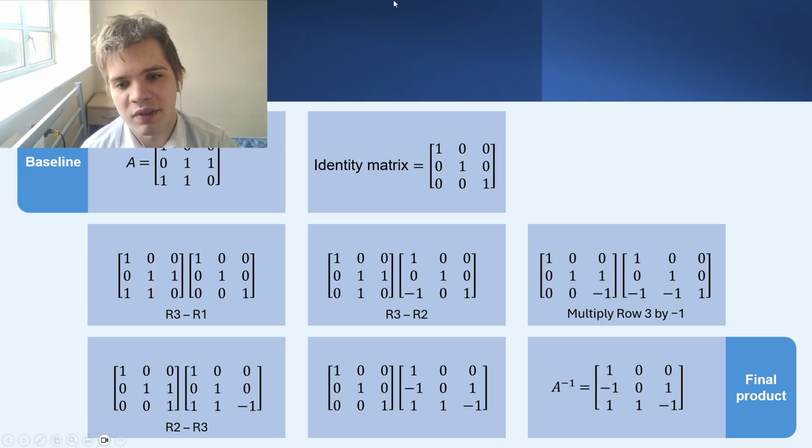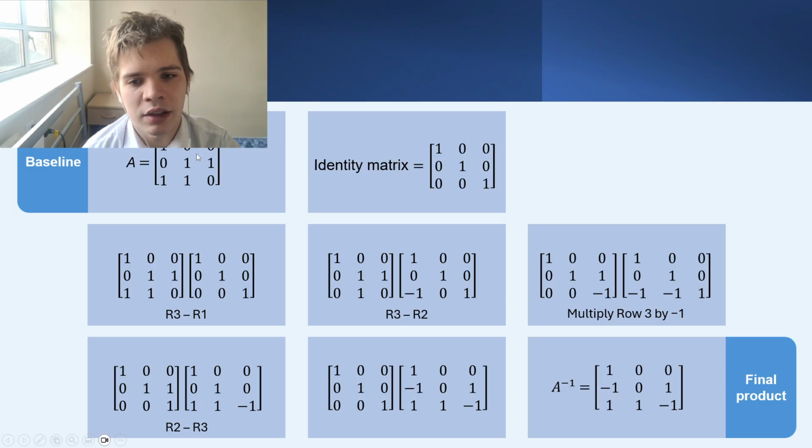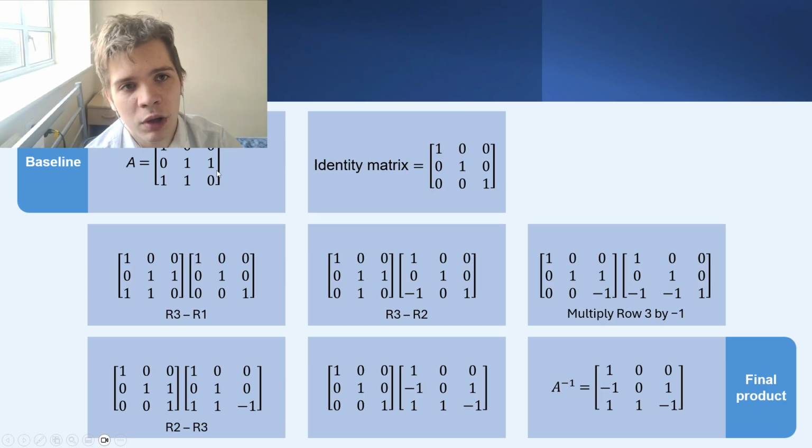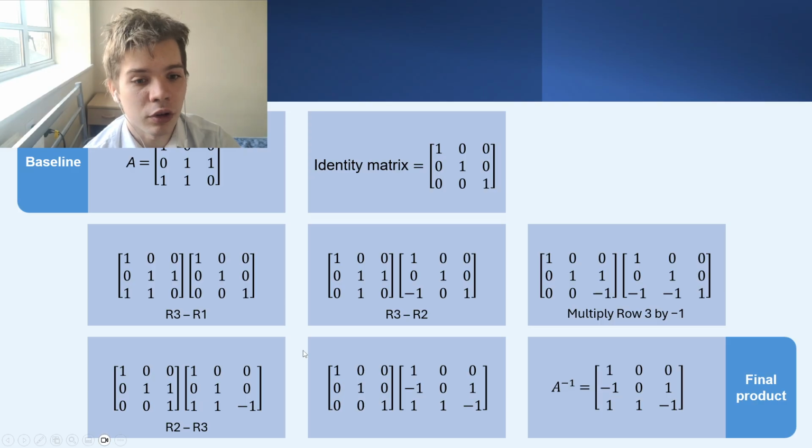Here, I will provide a step-by-step example of an inverse of a matrix. So we start with our baseline here, and this is the matrix we wish to find the inverse of. To do so, we also need to put the identity matrix side by side and perform row operations. So, we take row 1 away from row 3, row 2 from row 3, then we multiply row 3 by -1, then we take away row 3 from row 2, and this gives us our inverse right here, which is our final product.